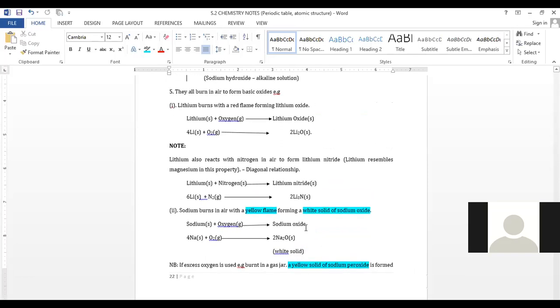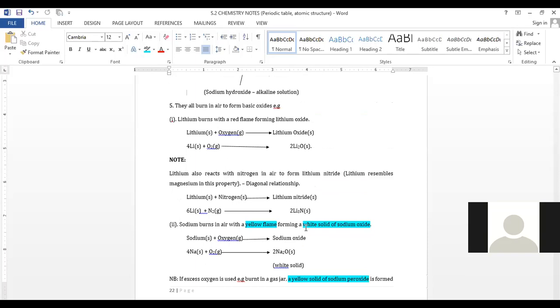Okay, so let's move. Number 5, say that all group 1 elements can form basic oxides. And now we know that basic oxides are oxides of metals which, when dissolved in water, form alkaline solutions. In the previous video, we saw that alkaline solutions can inversely indicate a group. So let's start with lithium. As we said, we don't focus on lithium a lot in O level, but let's still talk about it.